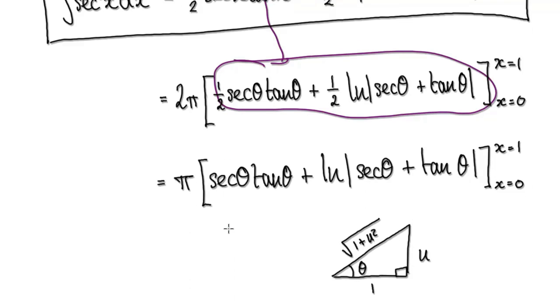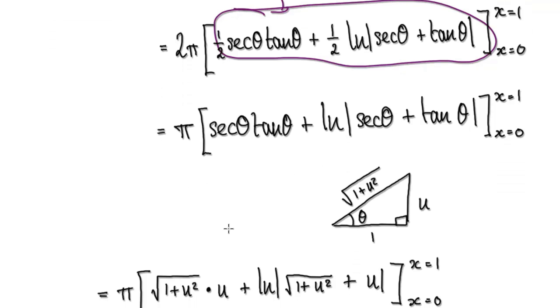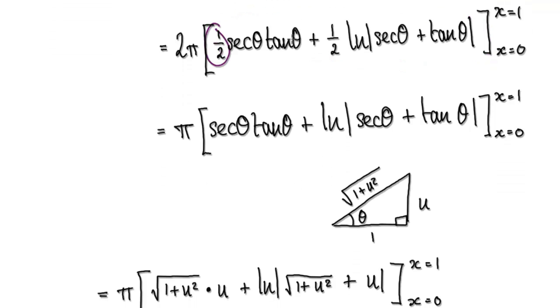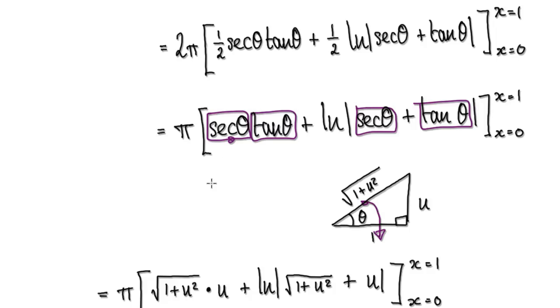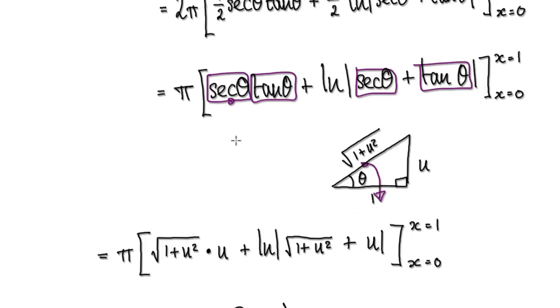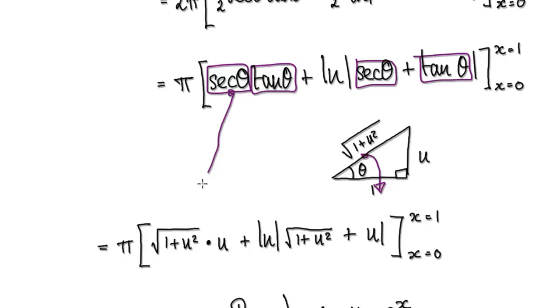So now factor out the half, because you've got a half here, so you can take it out. It will cancel out the 2. That will then give us this thing here. Now we need to convert everything back into u. So you've got one block here, you've got another block here, and another block here. So secant is this block here.